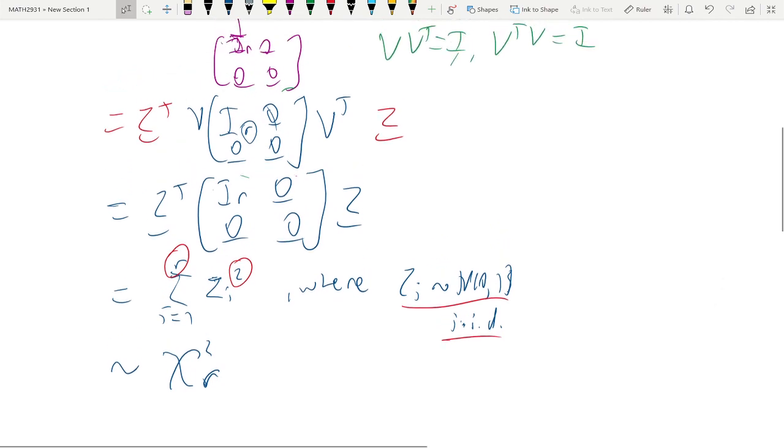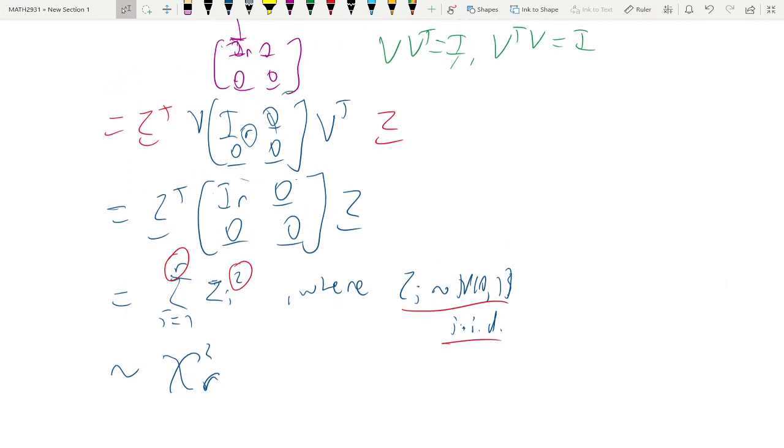So that's pretty much how you do this question. The last part's straightforward because it's just standard normal and the definition of a chi-square distribution. So that should be it.